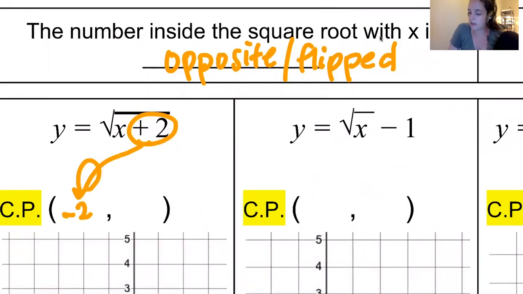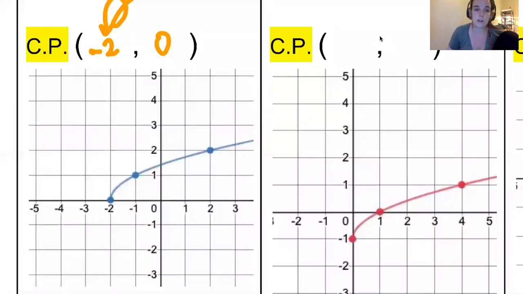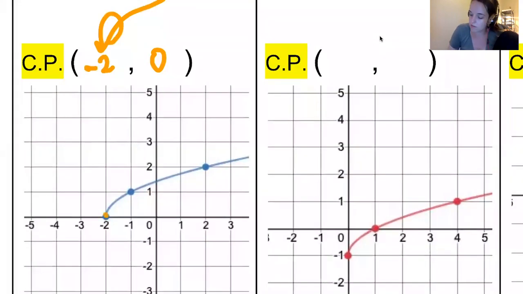And then there's nothing out here, it's kind of like empty there. So it's kind of like +0. So I'm going to put a 0 here. So as we can see in our graph, our critical point is at -2, 0. This point right here, that's where our shooting star graph starts. And then it goes up like this.